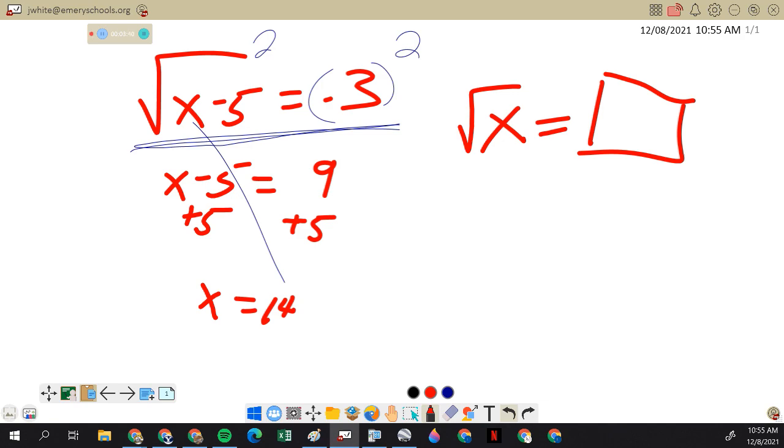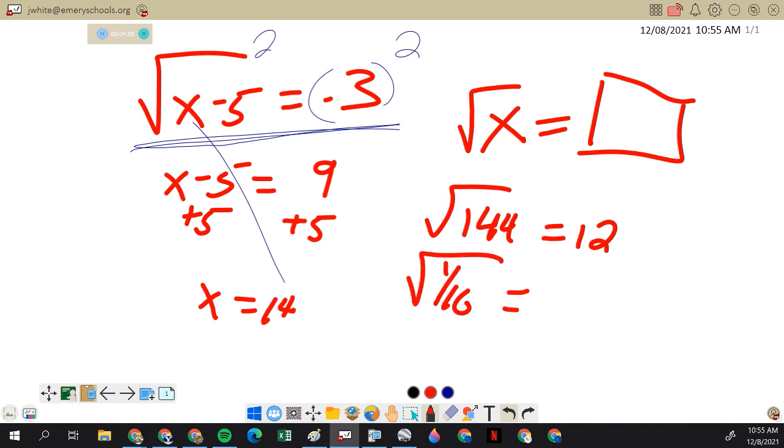What happens when I square root a big positive number? I get a small number. The square root of 144 is 12. What happens when I square root a really small number, like 1 over 16? So if I square root 144, I get 12. So I took a big number and turned it into a small number. What happens when I square root a really small number? I actually get a bigger number.